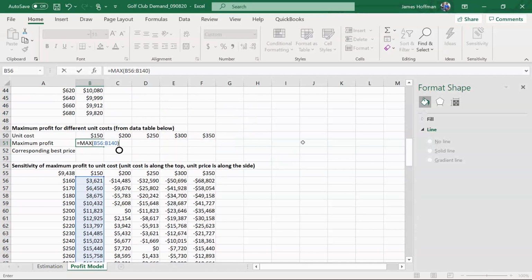Okay, so your formula is equals MAX(B56:B140), and that's going to give you the highest profit in this column. So if the unit cost is 150, what's the highest profit you can get? That's equals MAX(B56:B140). So enter.